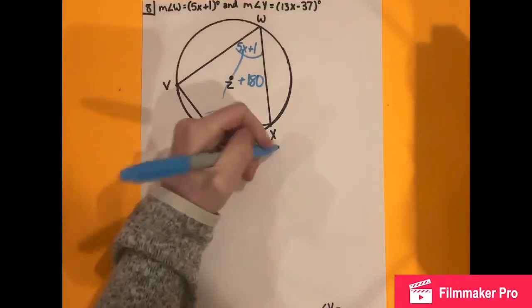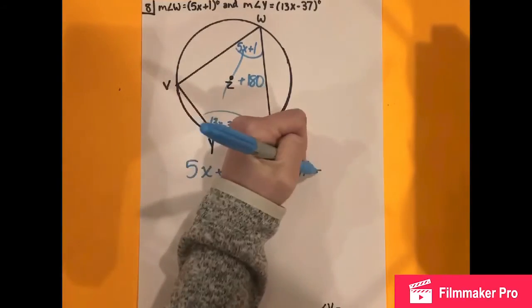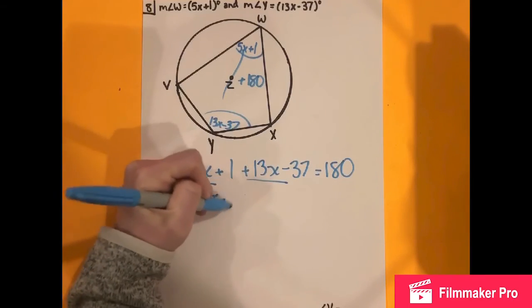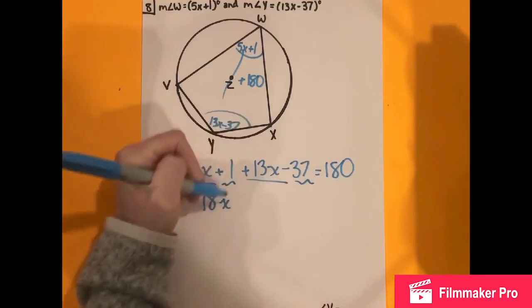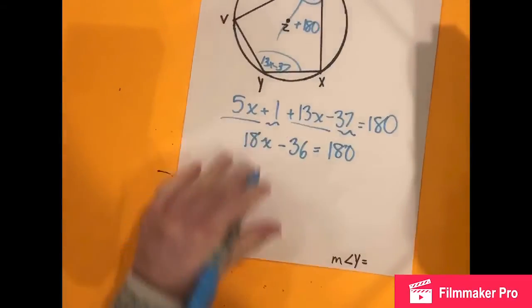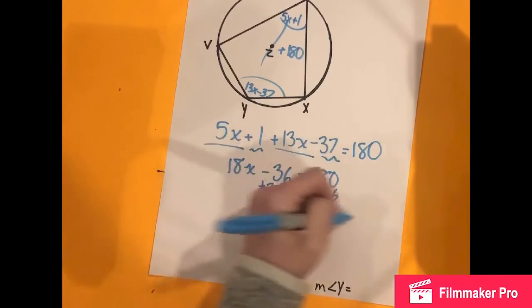So these two are going to add up to 180 degrees: 5x plus 1 plus 13x minus 37, which gives 18x minus 36 equals 180. Let's add 36 to both sides.